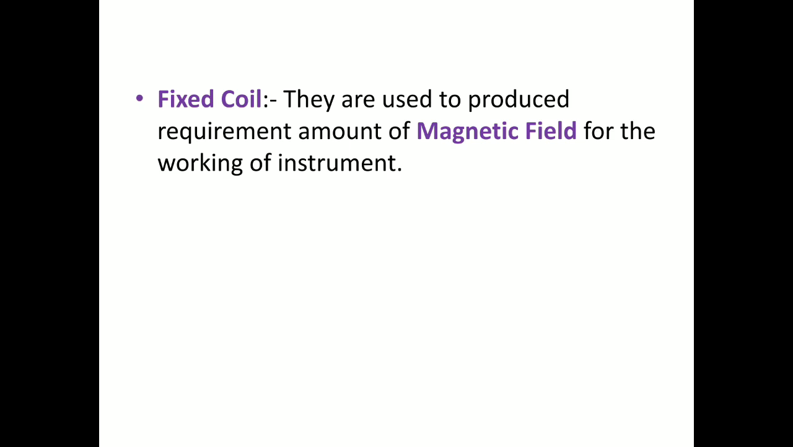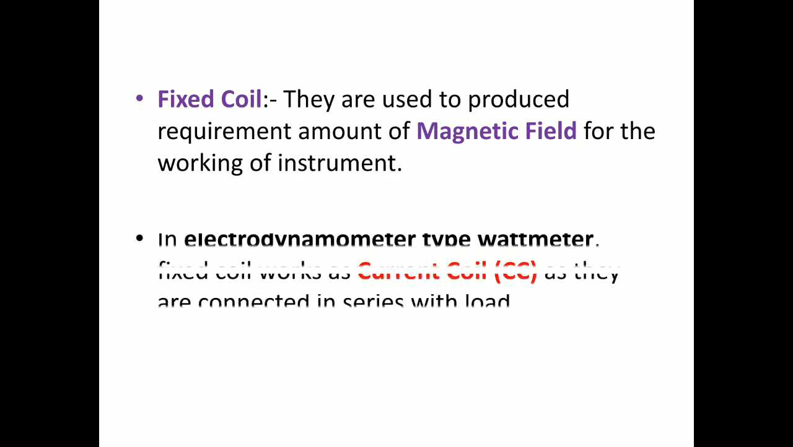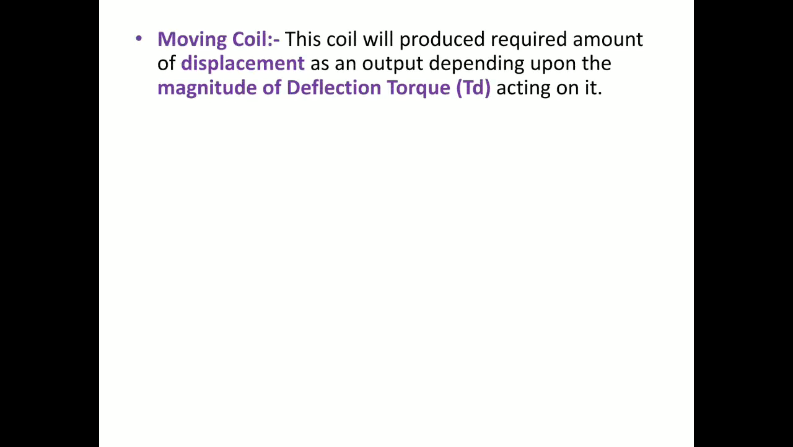So the basic objective of fixed coil is to produce the required amount of magnetic field. In this type of instrument, as I told you, fixed coils are also called current coils. Why are they called current coils? Because they are connected in series with the load. That means they are going to carry the actual value of load current flowing through it. That's why fixed coils are also known as current coils. Now what is the requirement of moving coil? Moving coil is going to produce the required amount of deflection torque based on a force acting on it, and hence we are having output as theta.